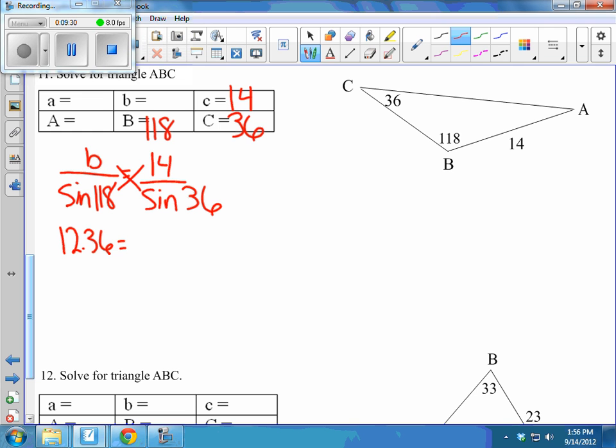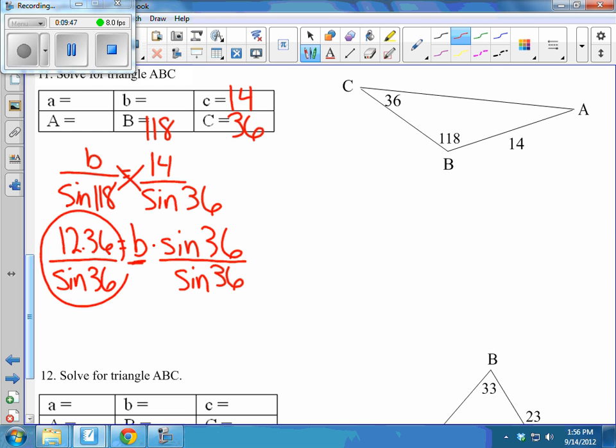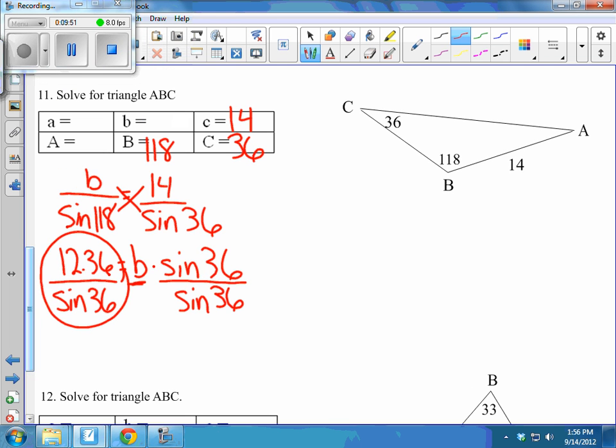And then that should be the same as whatever b times sine of 36 is. And now to get b by itself, I just have to move that sine of 36. I'll move it through division since it is being multiplied. And now my final answer is what I'm going to circle. That's what you type into your calculator. And when you type that into your calculator, you get really close to 21. So I'm just going to write 21 down.